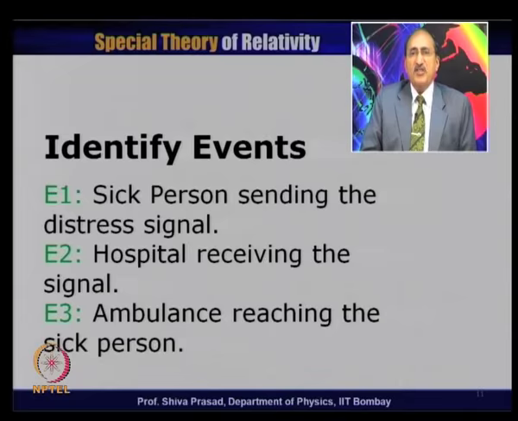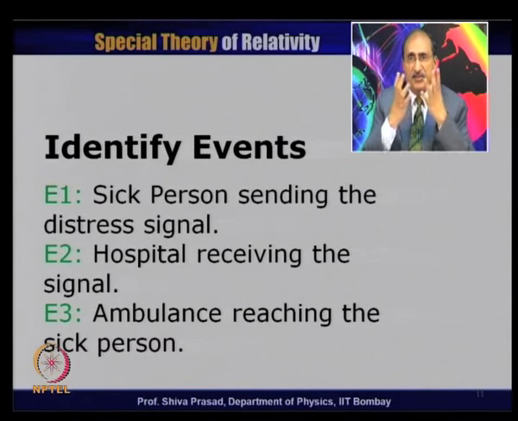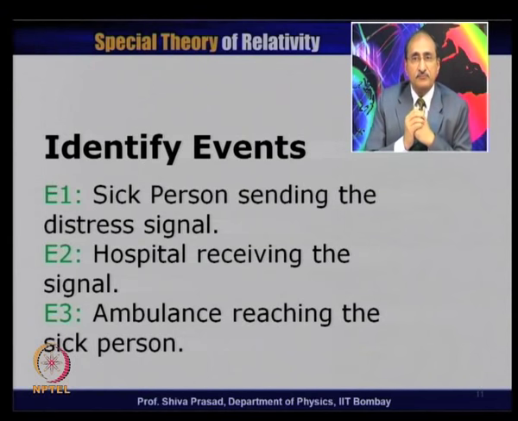As I said, our first job in all these problems is to identify events. See which are the events that are important in this case, and then start filling the event table by putting in the coordinates of all these events. If you look at the statement of the problem and think a little bit, you will realize that there are three events which are important in this problem. First, which I call event number 1, is the sick person sending the distress signal. The person is sick, so the first thing he does is send the distress signal. That is event number 1.